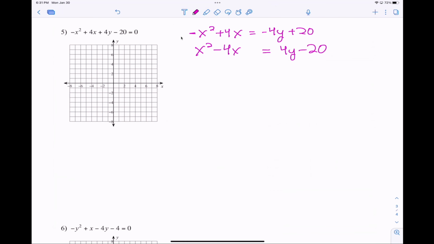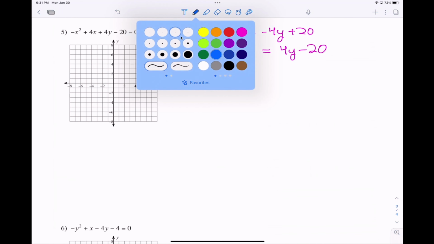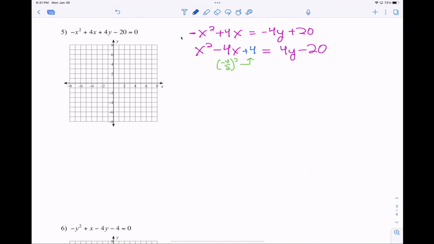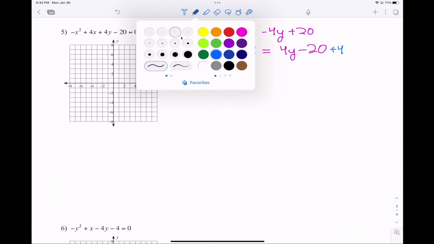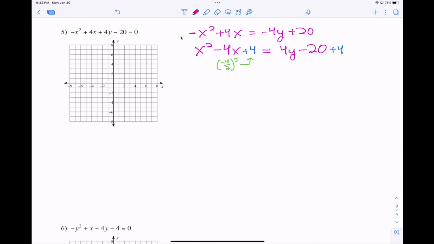Okay, I am now going to take this negative 4, divide it by 2, square it, and place that value right here. I'm going to add 4 because I'm about to complete the square. If I add 4 to this side, I also have to add 4 to the other side. Now, that's going to give me x squared minus 4x plus 4 equals 4y minus 16.